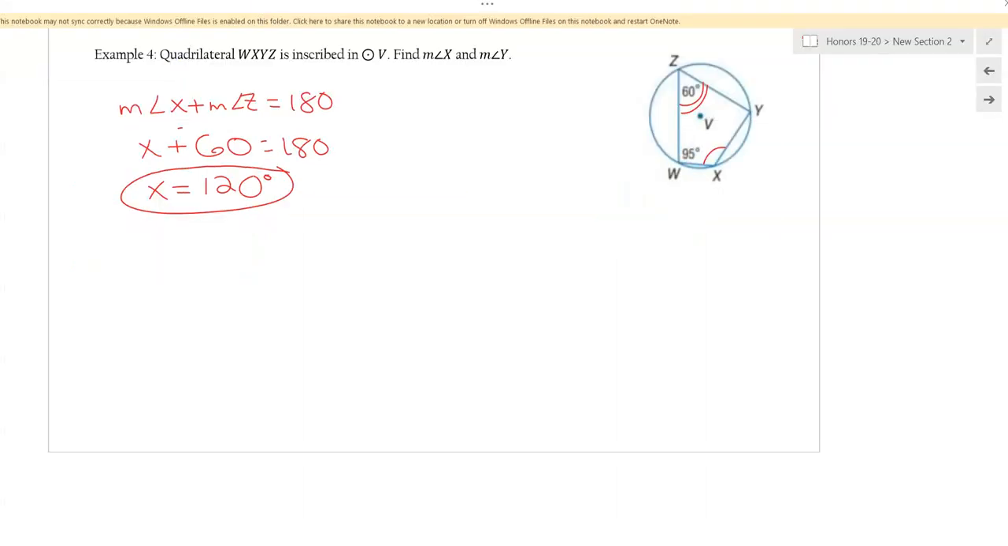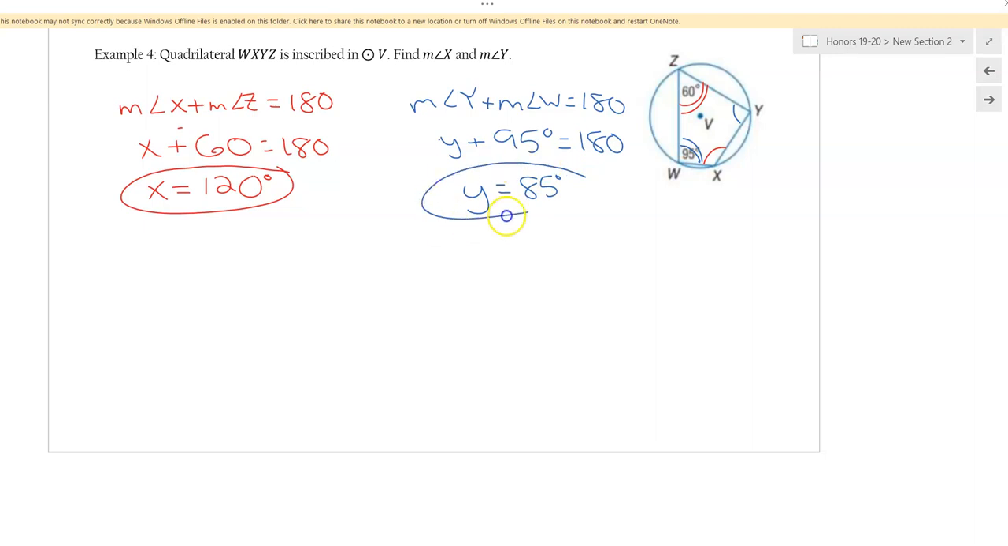Same thing with finding the measure of angle Y. Well, it's opposite that 95 degree angle. So the measure of angle Y plus the measure of angle W. Okay. So Y plus 95. So Y equals 85 degrees. Okay.